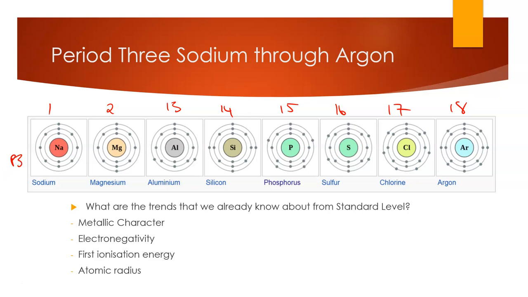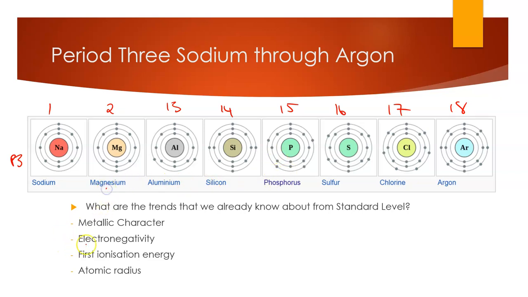We know a number of trends already that we've rediscussed recently. This being metallic character, the fact that it decreases as we move from left to right, remembering that we start with metallic on the left and move to covalent non-metallic bonding. So this means that our metallic character decreases. Then electronegativity increases, first ionization energy will also increase, and atomic radius decreases.